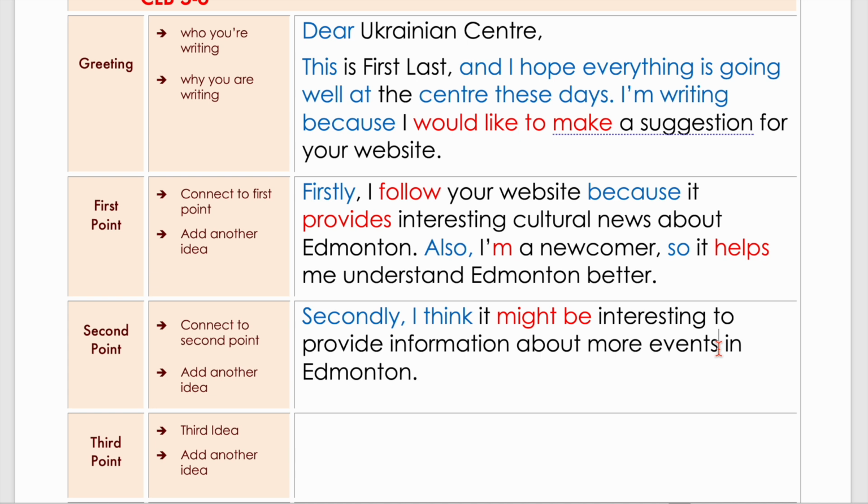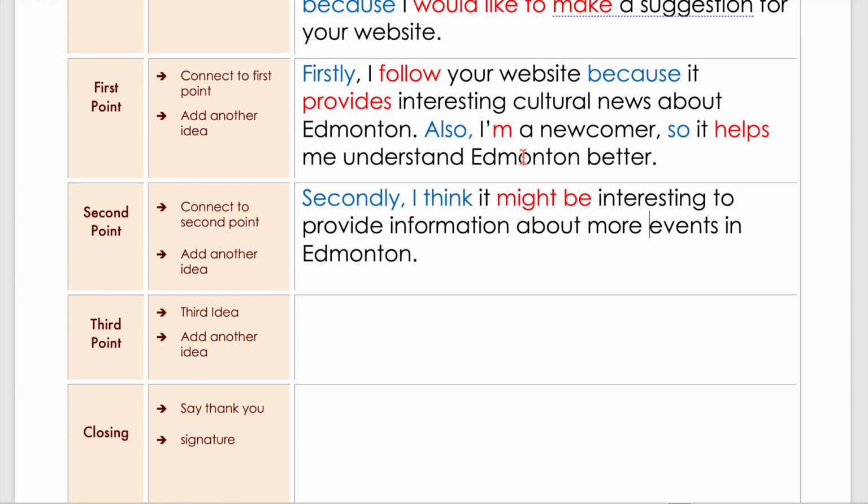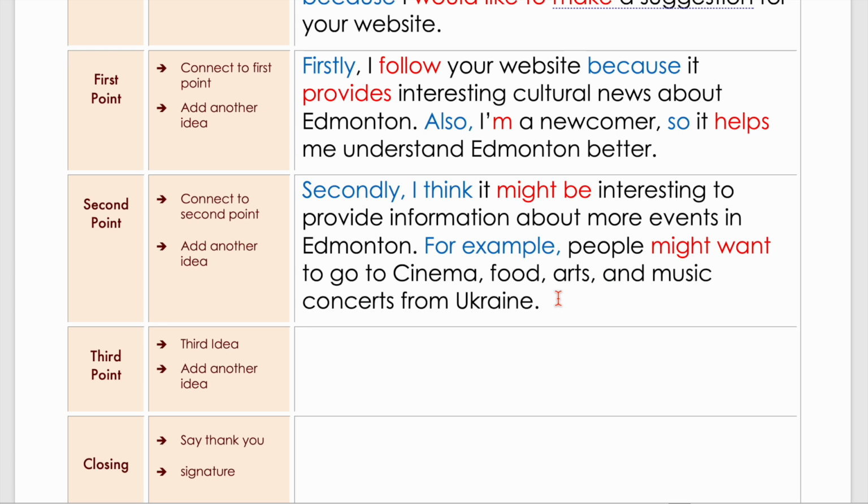So it might be interesting to provide information about more events. Yes, more events. We can even put here cultural events because this is about culture. Or maybe we can give an example of what kind of events. Exactly. For example, people might want to go to the cinema, food, arts, and music concerts from Ukraine.